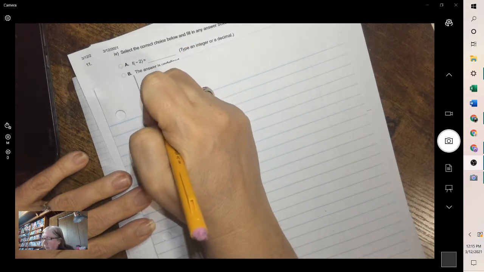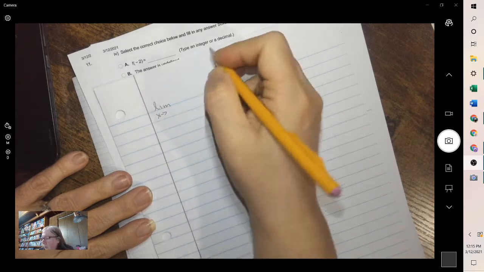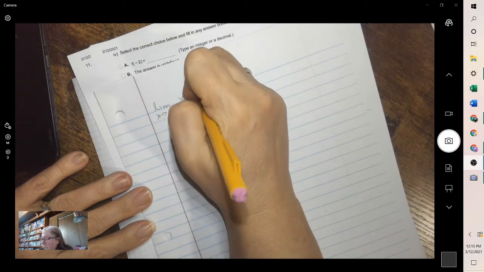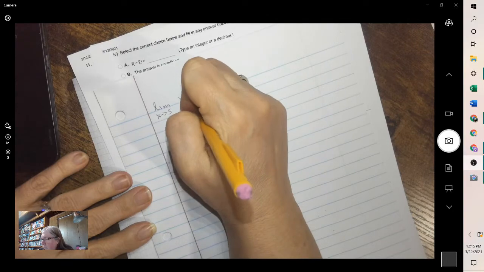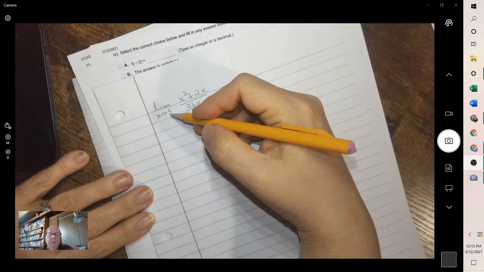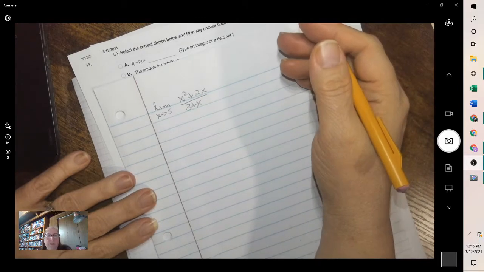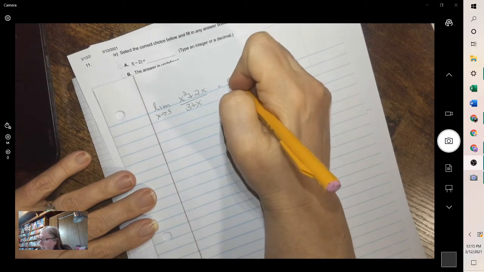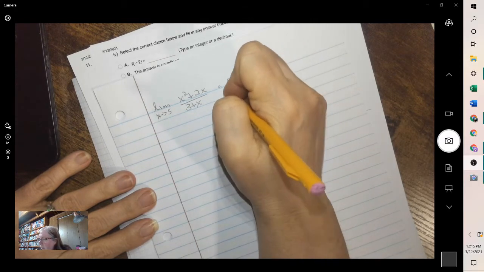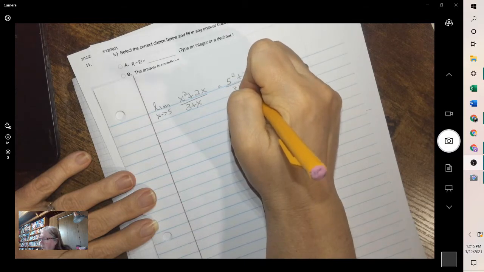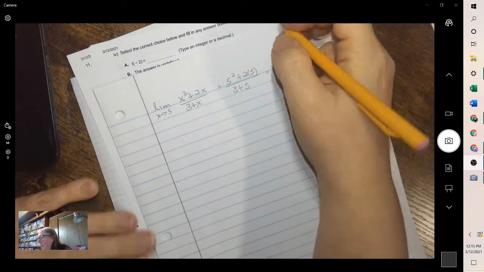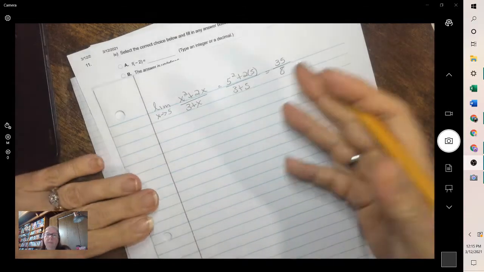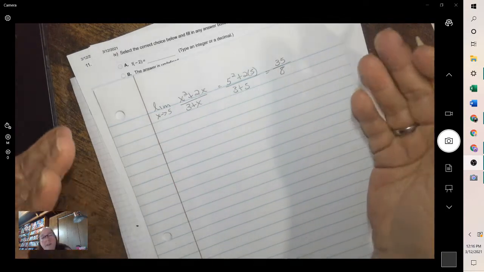When you're finding the limit as x approaches a number and you're given a function, something like that, the first thing you want to do is just plug it in and see what you get. If you get an answer, then you're done. So if we plugged in 5, squared plus 2 times 5 over 3 plus 5, 25 and 10, 35 over 8. And there's your answer. So if you plug it in and get an answer, you're done.